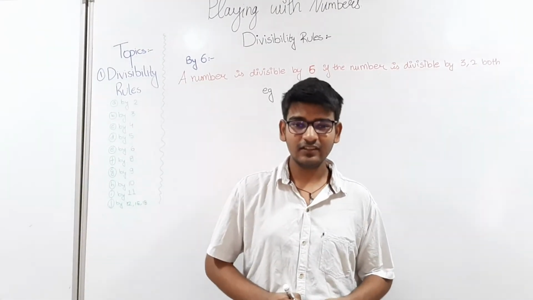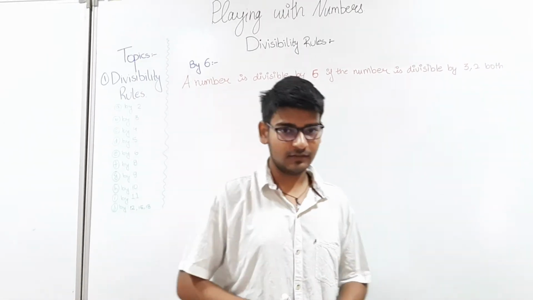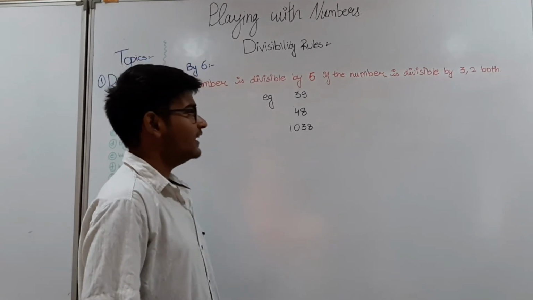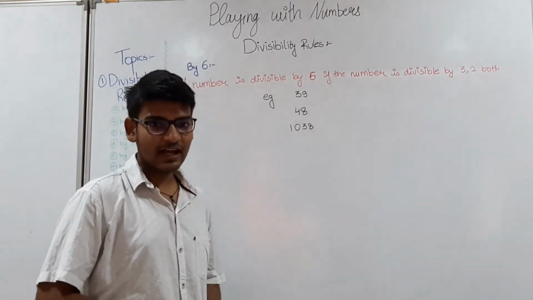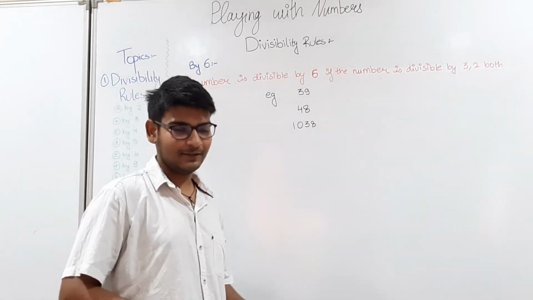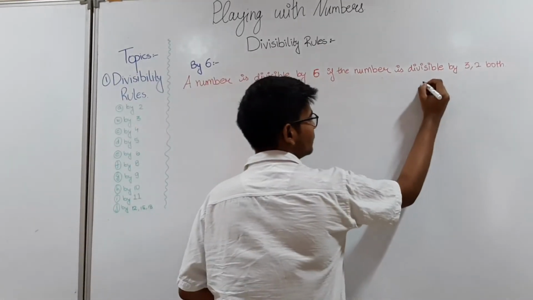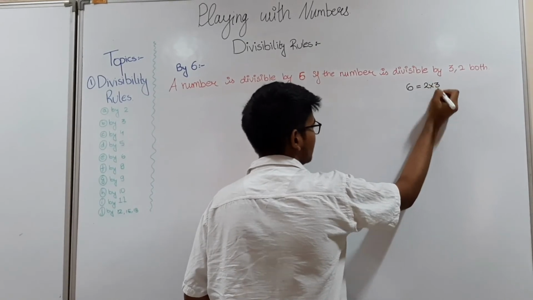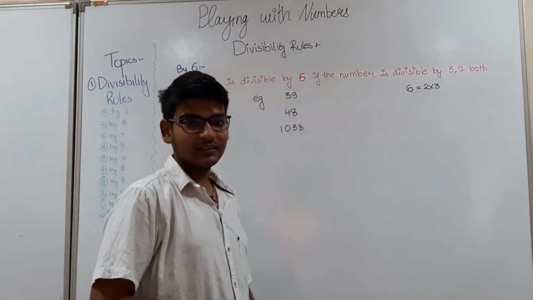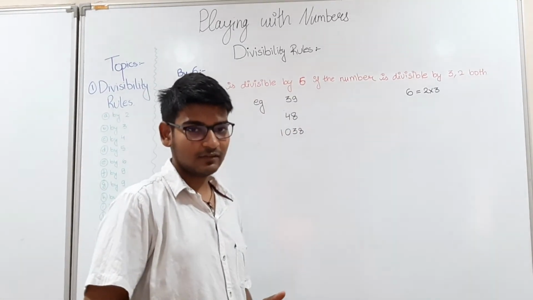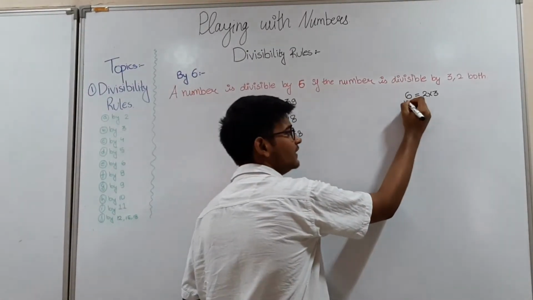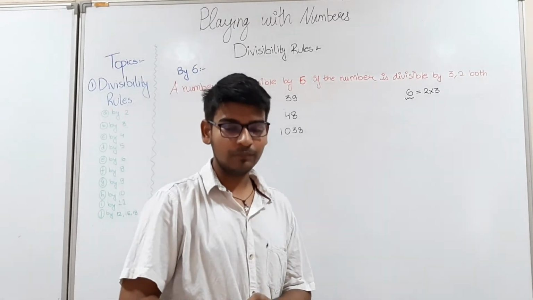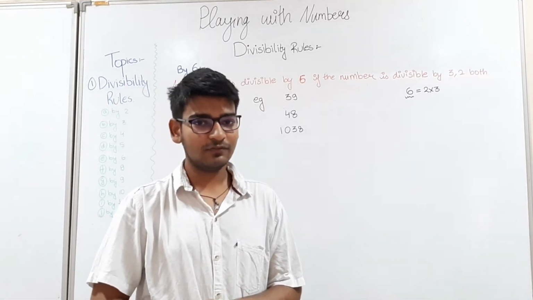So now let us see the divisibility rule of 6. A number is divisible by 6 if the number is divisible by 3 and 2 both simultaneously. The rule comes from this value: 6 is equal to 2 into 3. Since the prime factors of 6 are 2 and 3, the divisibility rule of 6 comes out to be the divisibility rule of 2 and the divisibility rule of 3.